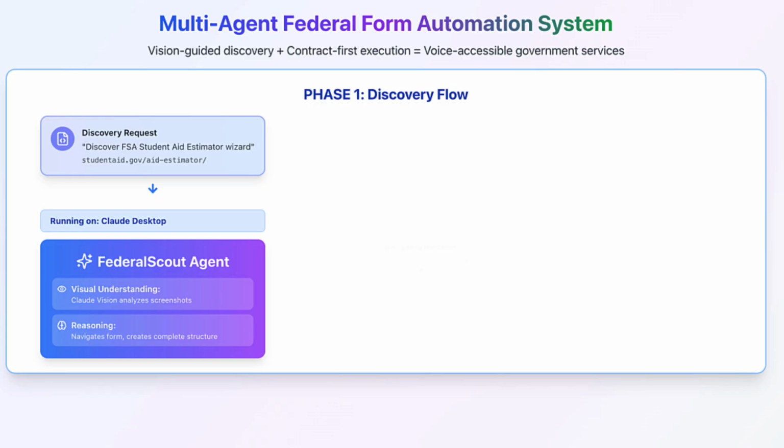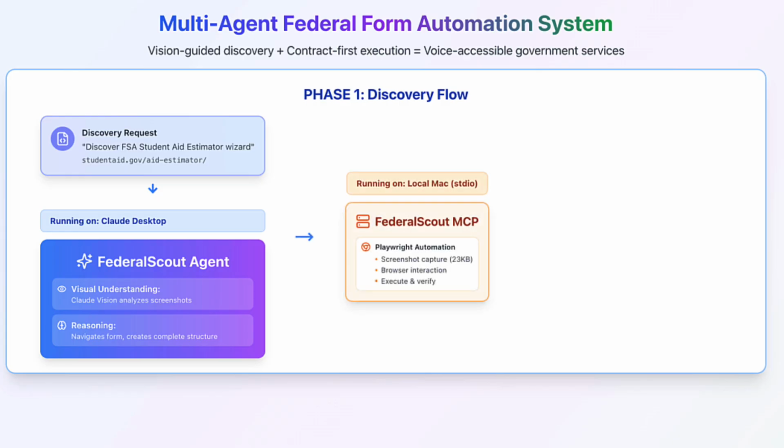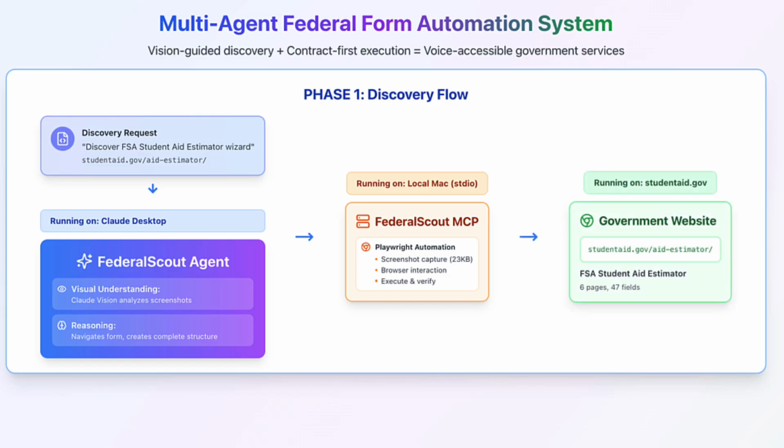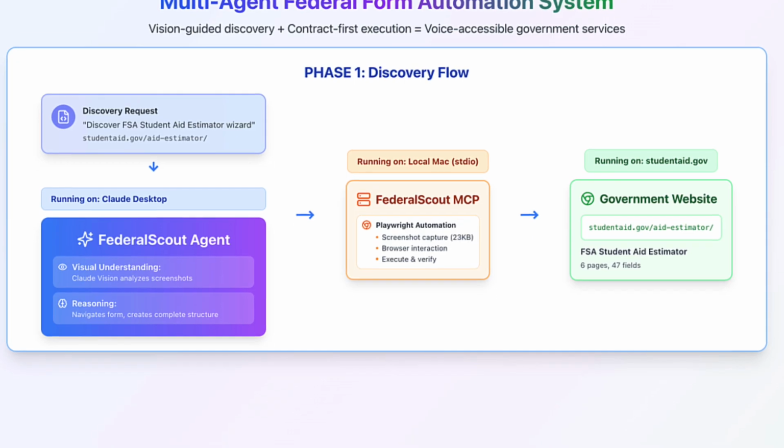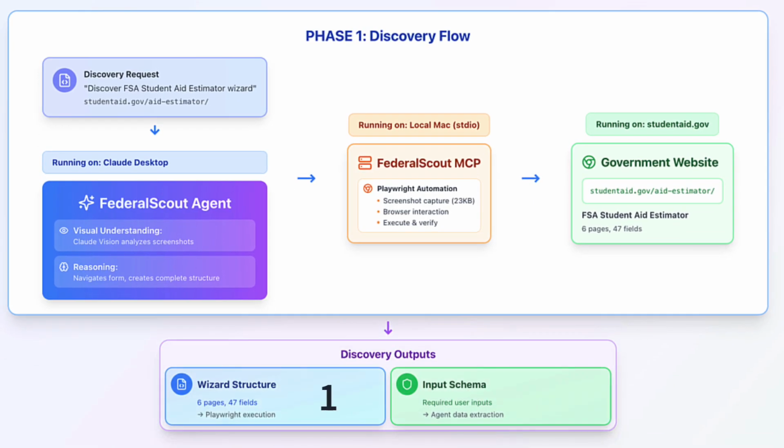The agent calls the Federal Scout MCP server deployed locally. This is where the magic happens. The MCP provides browser automation tools using Playwright. Those tools navigate to the actual government website and map the complete form structure. The discovery process produces two critical artifacts. Number one, the wizard structure, a complete automation blueprint telling Playwright exactly how to navigate and fill the form. Number two, the input schema. This is the contract defining what data we need from users.